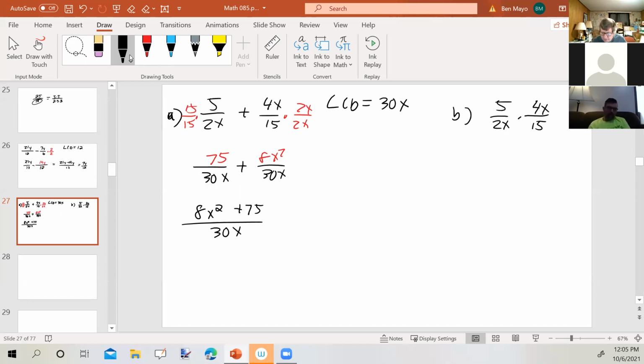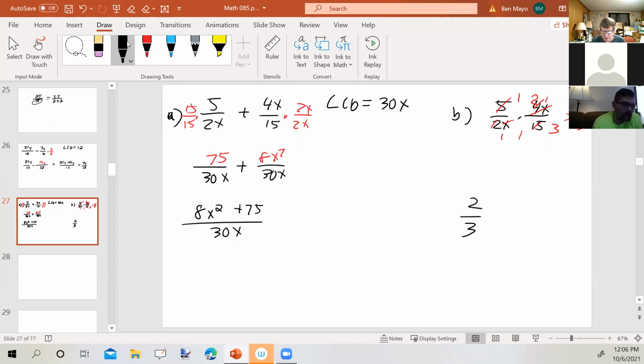Okay. Now, the second one, multiplying, I don't need a common denominator. 5 over 15 is 1 over 3. 4 over 2 is 2 over 1. x over x is 1 over 1. And I get 2/3.